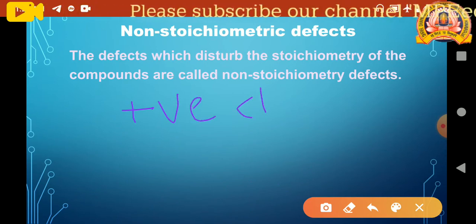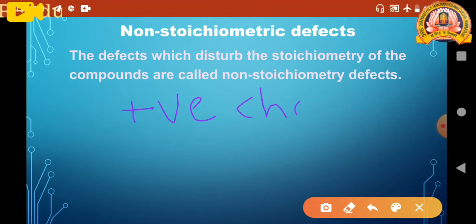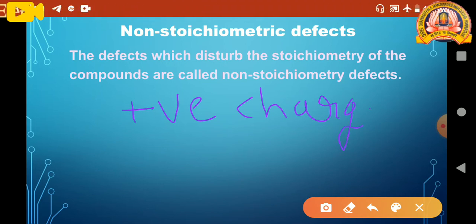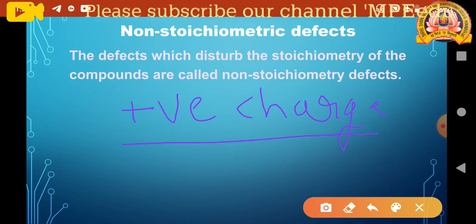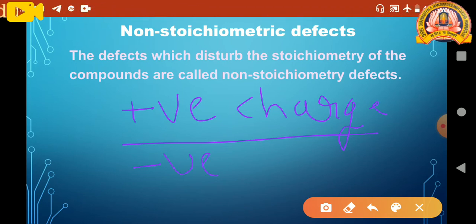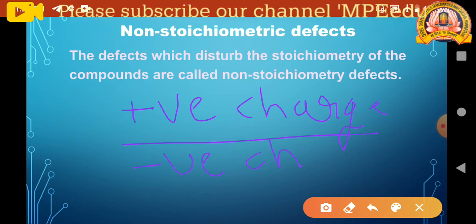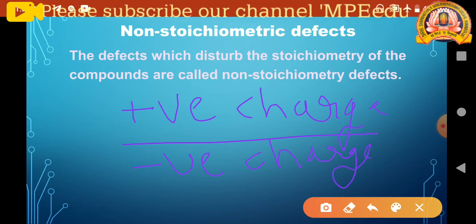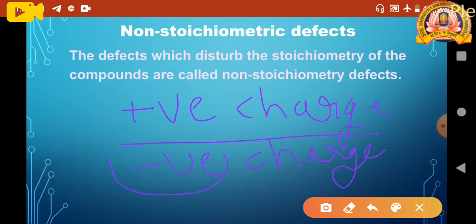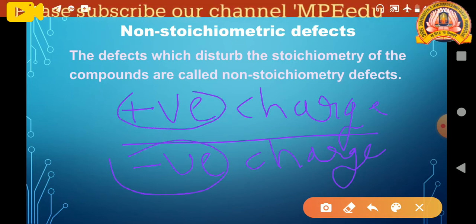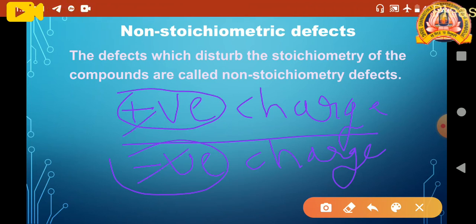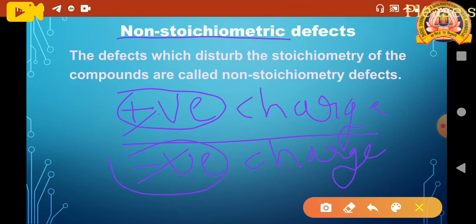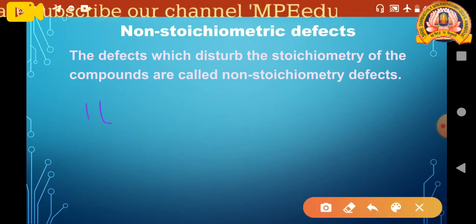Then what do you mean by non-stoichiometry? Electrical neutrality should be maintained. That means however much positive charge is observed in the crystal, the same amount of negative charge is present. The charge may be from ions or it may be from electrons. There is a possibility that the charge is maintained by other particles also. Therefore, in all solids we observe electrical neutrality.